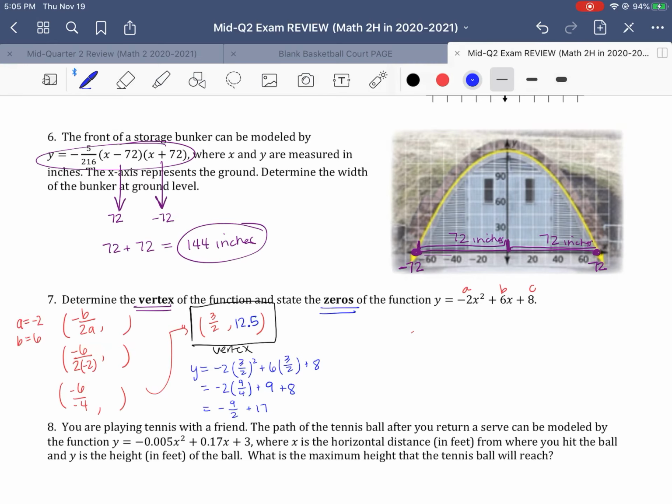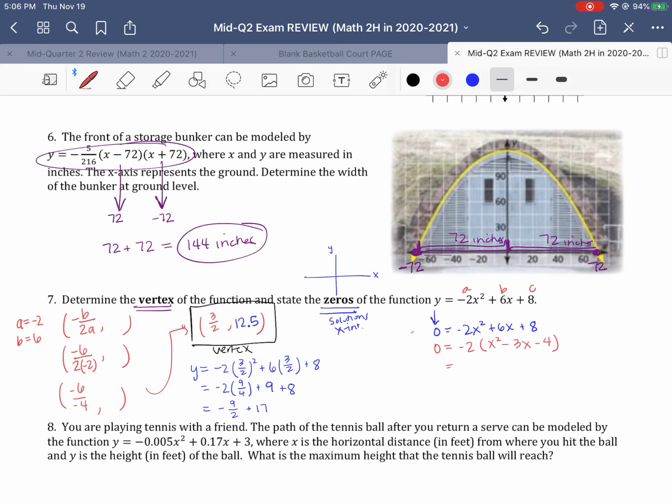The second part asks us to find the zeros of the function. Remember, if I draw a little x and y axis, when they say zeros, they're talking solutions. Solutions are the same thing as the x-intercepts. X-intercepts occur when y is 0, so essentially we're just letting this equal 0, and then we use what we've been practicing, factoring, to solve. So you would go ahead and factor this. Take out a greatest common factor: negative 2 times x squared minus 3x minus 4.